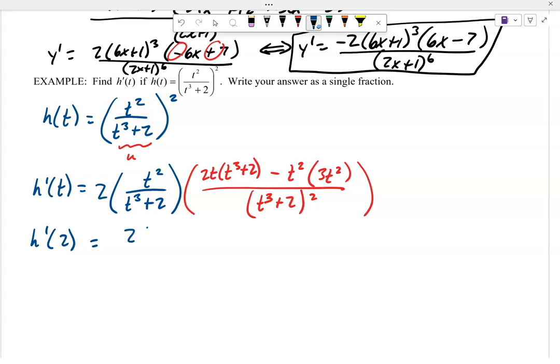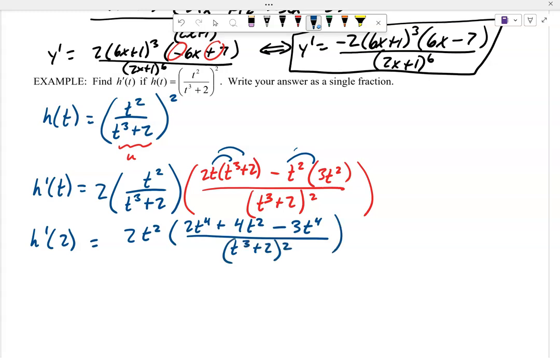So I've got 2t squared, and then the derivative of... I'm going to go ahead and distribute those there. So I got 2t to the 4th plus 4t squared minus 3t to the 4th, all over (t cubed plus 2) squared. And then over here I did have a t cubed plus 2.